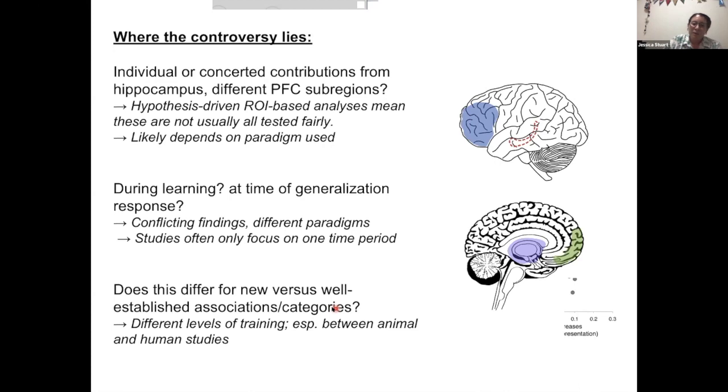How does this fare for new versus well-established associations or categories? Again, we've got quite different results, and one of the reasons for this could be that people or animals were trained to different amounts in different studies. Obviously for animal studies, you need to train them a lot more than for human studies. The human studies can be over in an hour, the whole thing. But even within human studies, there are different levels of training. That means the association or category that you're basing the inference on is far newer or far more well-established, and this could change everything as well.